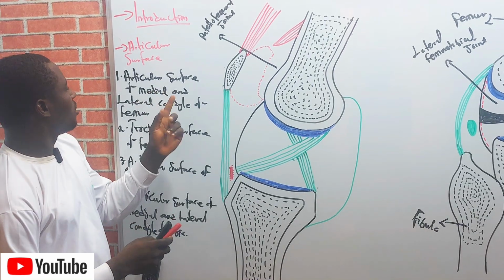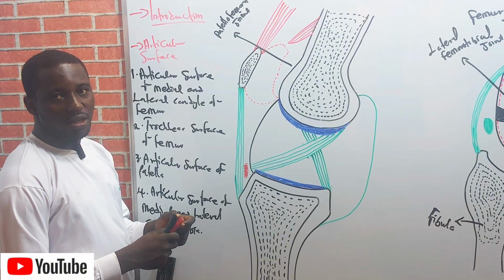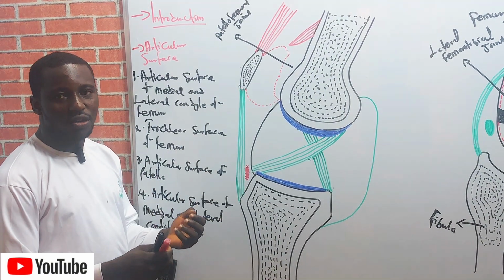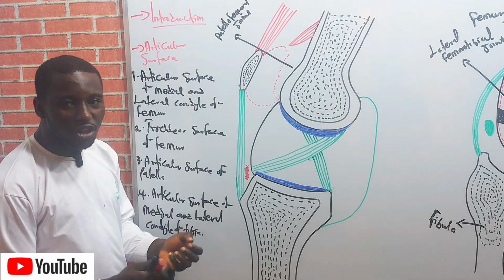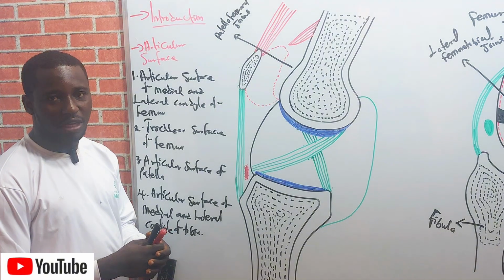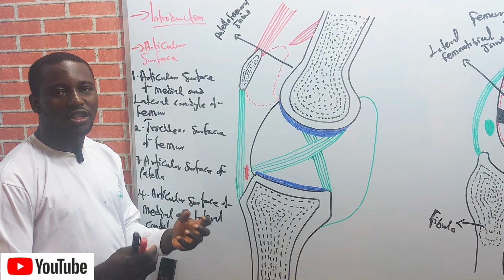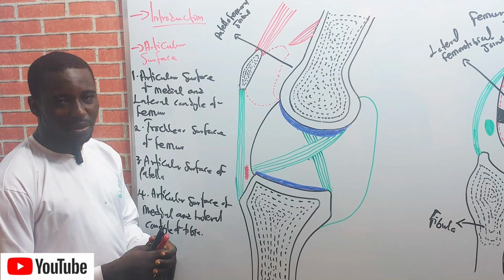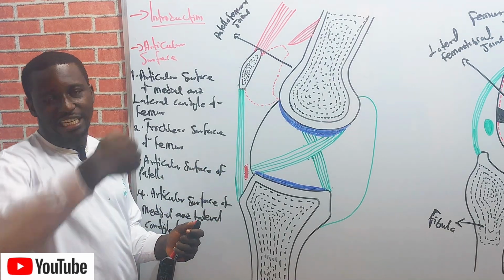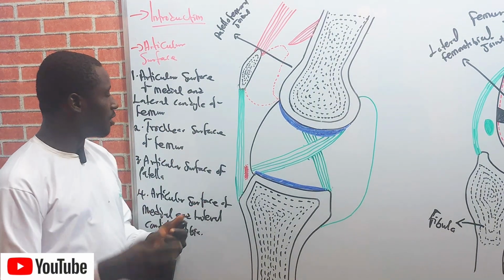So, the articular surface of the medial and lateral condyle of the femur consists of the anterior, posterior and inferior condyles of the femur. It is convex on its anterior posterior aspect. Something convex means something that is arched or rounded. It has an arched surface or rounded surface.